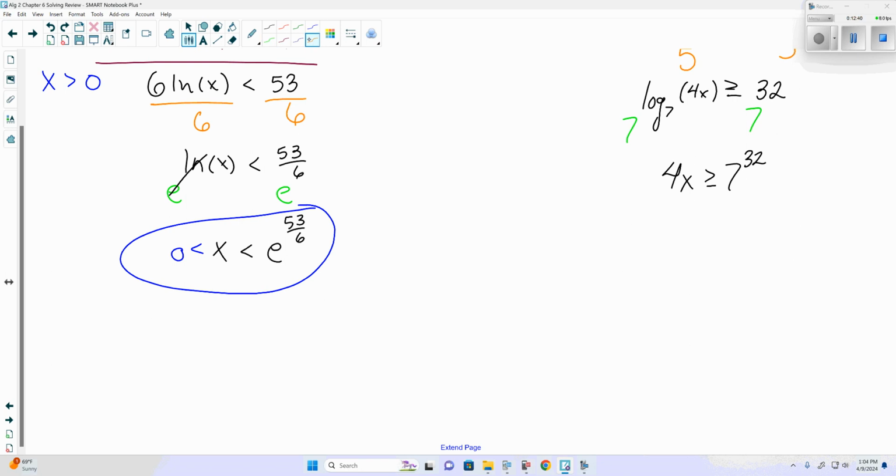All the times that we have on the test where it's a number to a number that's not e, it's going to work out. We're going to divide it by 4, telling us x has to be greater than or equal to 7 to the 32nd over 4.